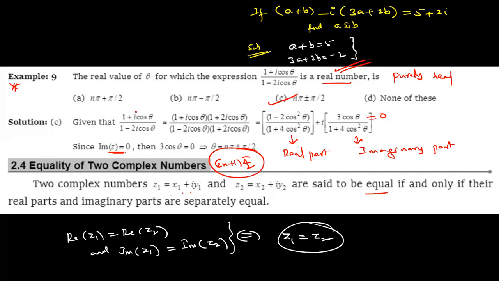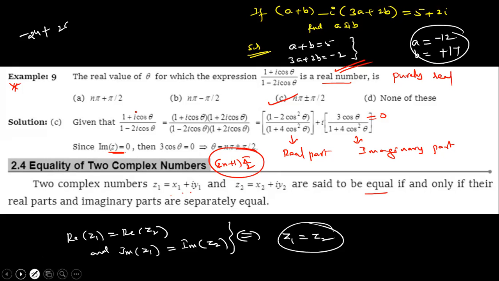Minus 8 plus 13 is possible. Minus 24 plus 26. No. Check it. So as the student is responding, A is equal to minus 12, B is equal to 17. Check it. Correct. Well done. Good job. Okay, now it's very easy, just comparing. Don't expect these types of questions in the exams. It's very easy.